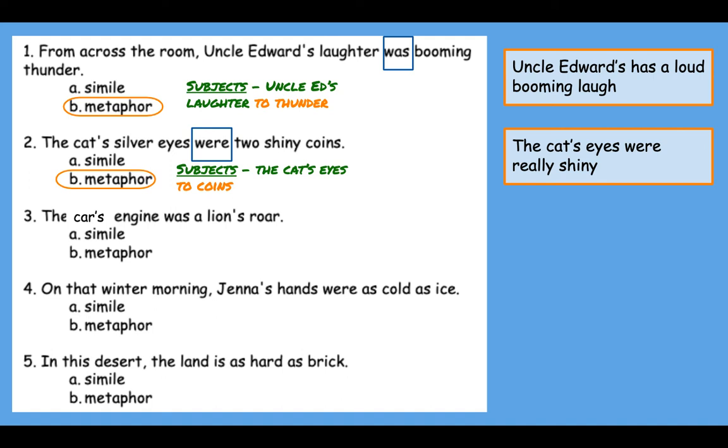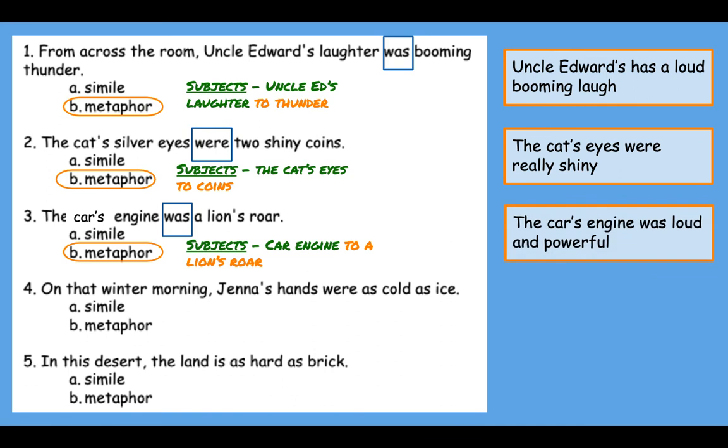Question three. The car's engine was a lion's roar. Again, another example where we have something is something else and we're not seeing like or as. So this is letting me know that this is a metaphor comparing the car engine to a lion's roar. So when I think of a lion's roar, I think of something that's booming, something that's loud, something that's powerful. So I'm guessing this car's engine was loud and powerful.